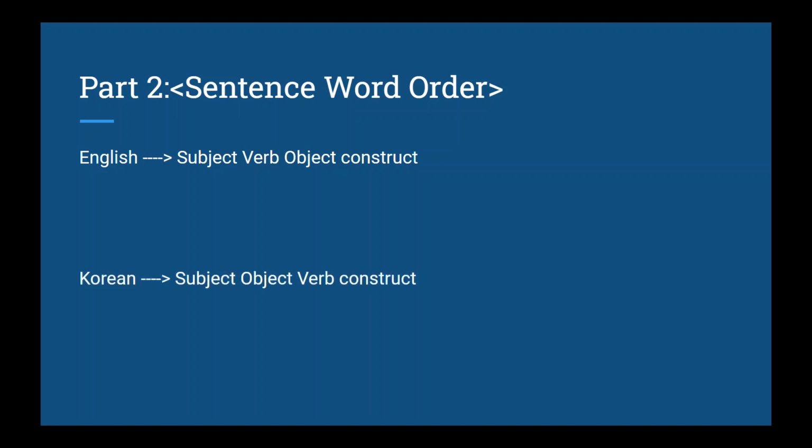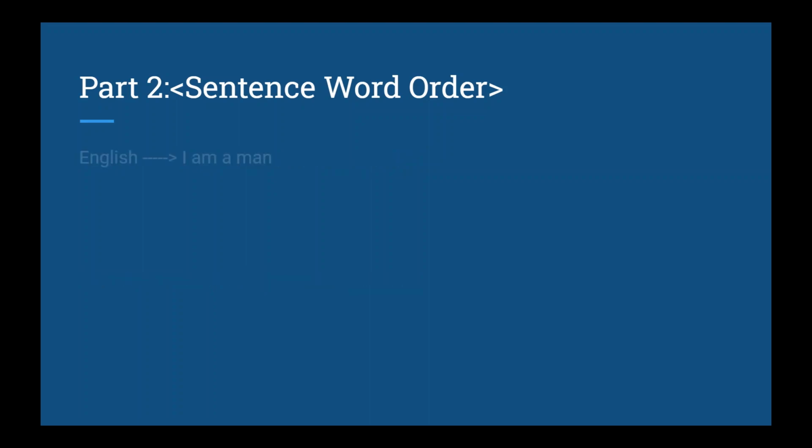The second part is the sentence word order. In English, we have subject, then verb, then object, and that's the construct that we use. Whereas in Korean, it is the subject, then the object, and finally the verb. The verb always comes at the end. An example of this, in English I would say I am a man, whereas in Korean, am comes at the end because it's the verb: I, man, am. In Korean this would be 저는 남자이다. 저 being I, 남자 being man, and 이다 being am.